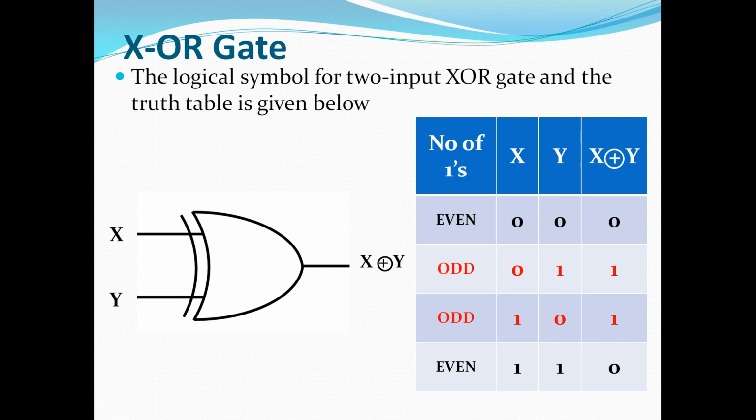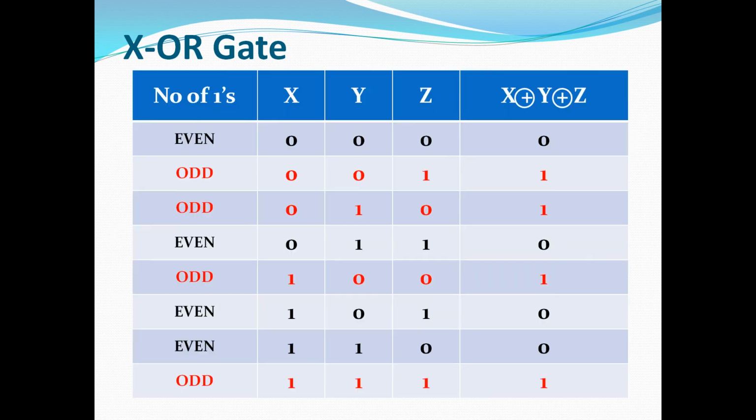The third case also has a 1 present only once, so it is odd. In the last case, the number of 1s is 2, so it is even. Whenever the number of 1s is even, the output is 0. That is an XOR gate.